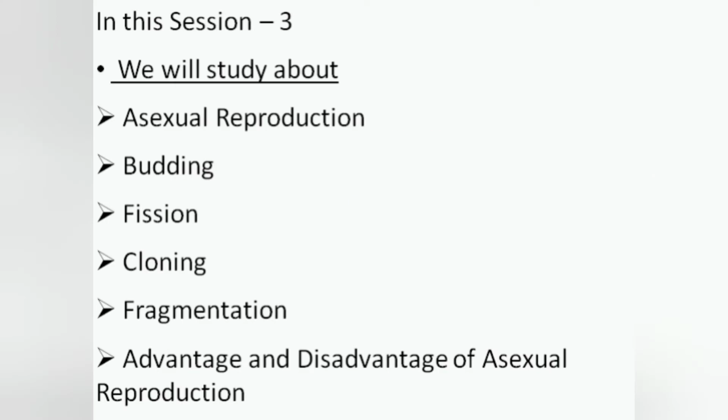In the third session of Chapter 9, Reproduction in Animals, we will study asexual reproduction and its different types, like budding, fission, cloning, and fragmentation, and at last we will discuss the advantages and disadvantages of asexual reproduction.